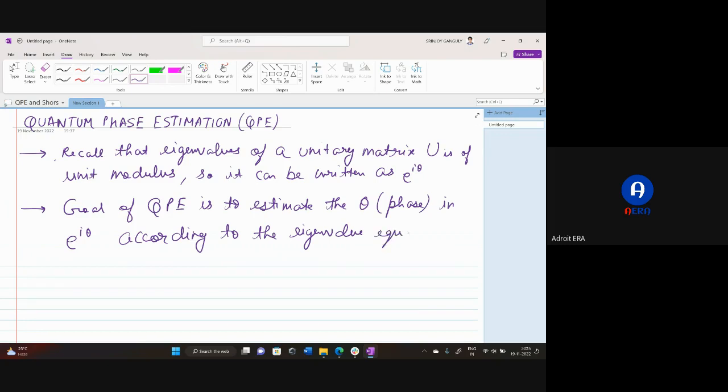So you have already seen what eigenvalues and eigenvectors are. The eigenvalue equation is U acting on the ket psi, where you have a matrix multiplied with a vector, and that is equivalent to multiplying that same vector with the eigenvalue of that matrix. In linear algebra, we have studied that. Eigenvalues and eigenvectors are more like factors of that matrix.